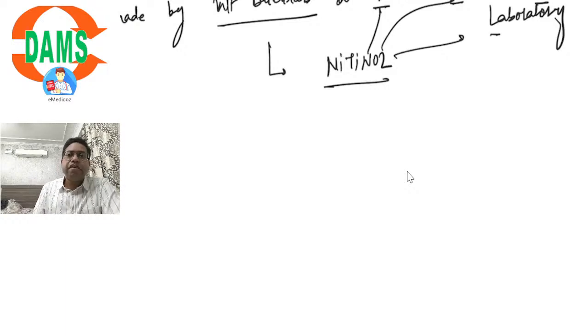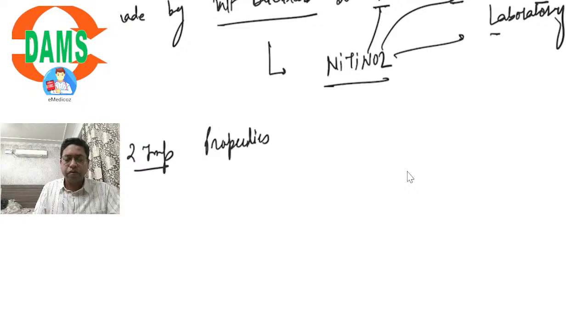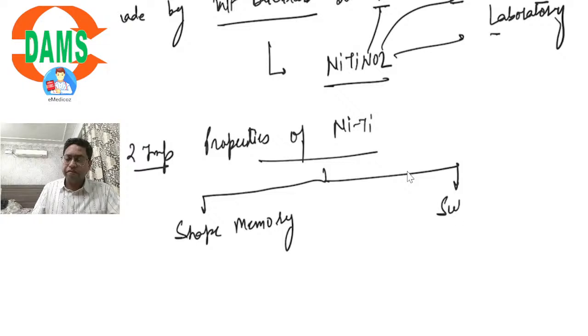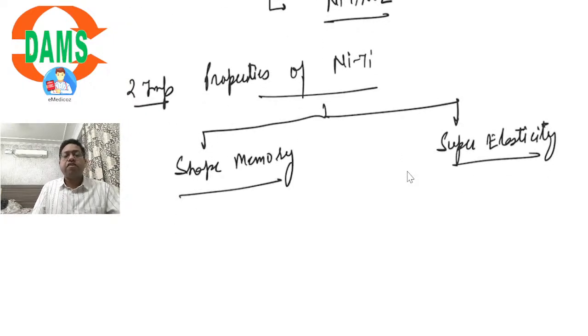This nickel titanium is a unique alloy which is very much different from the conventional stainless steel that we use. The two important properties of nickel titanium are shape memory and superelasticity. Shape memory and superelasticity. These are the two unique properties of this nickel titanium.